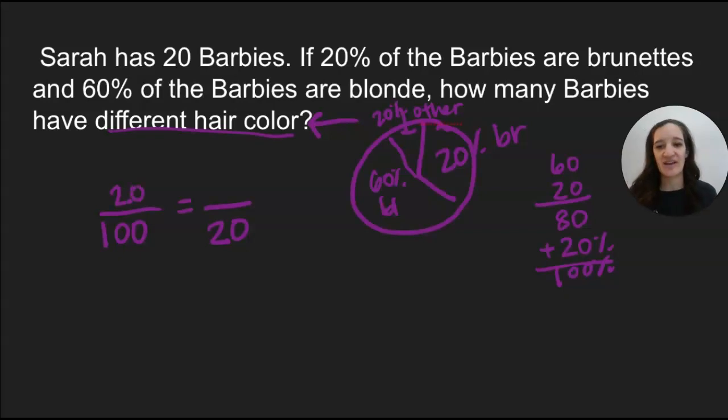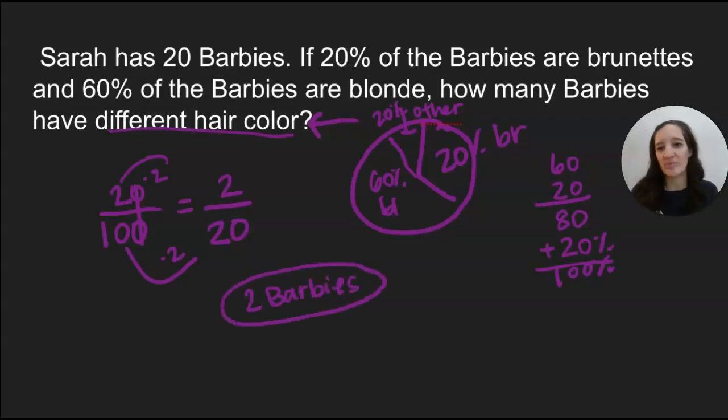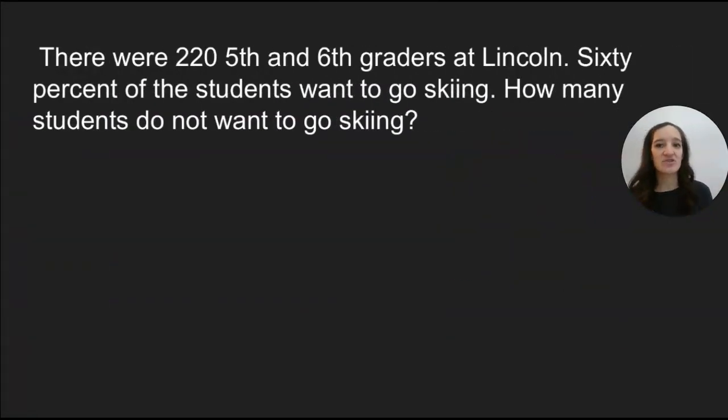I'm going to do that 20% of 20 right there, and that will give me two. Two Barbies have hair that's not blonde or brunette. Okay, you could have first done that the 80% way, and that would have given you 18, and then you could have subtracted 18 from the total 20 Barbies, and you still would have gotten two Barbies.